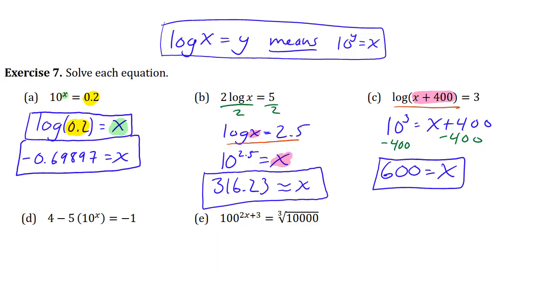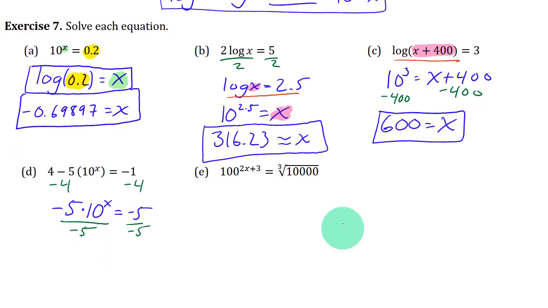Okay, this one has a few more steps. We still want to get something that looks like 10 to a power equals something, or just get the logarithm by itself like we were doing before. So in this case, we want to get 10 to the power by itself. To do that, you can start by subtracting 4, and you'll get negative 5 times 10 to the power x equals negative 5. Divide both sides by negative 5. You'll get 10 to the power x is 1.